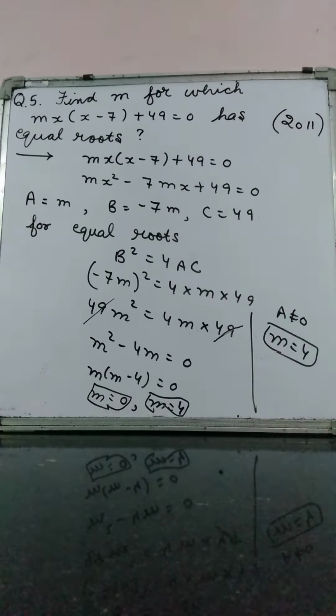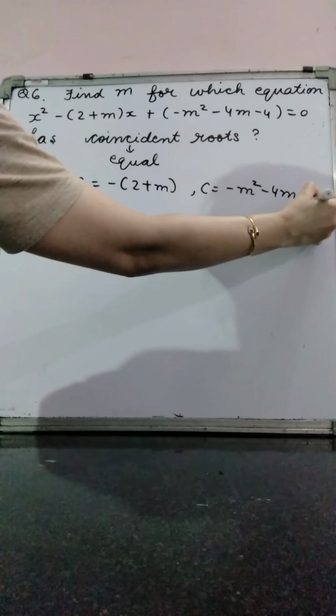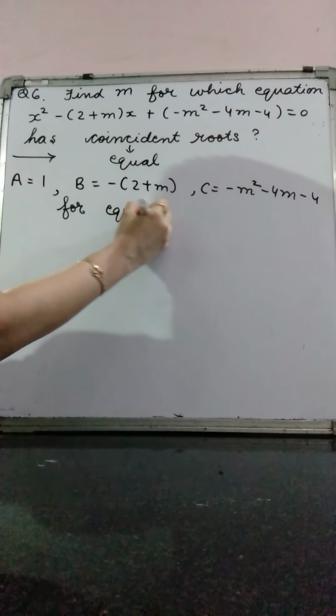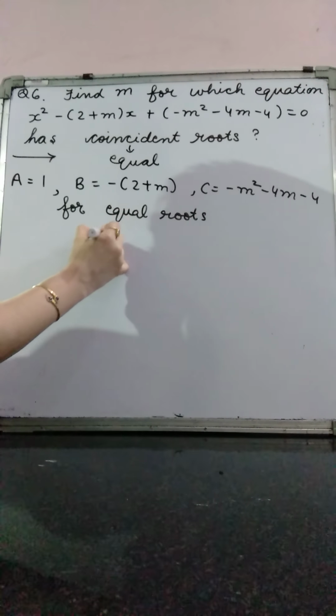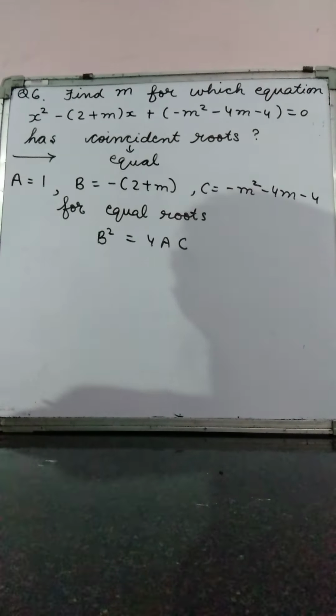Now sixth question is, find m for which this equation has coincident roots. Coincident means equal roots. First of all, compare this equation with quadratic equation. We get the value of a is 1, the value of b is minus 2 plus m, constant c is given by minus m square minus 4m minus 4. Now apply the condition for equal roots or coincident roots. Condition is b square is equal to 4ac. Now substitute values.